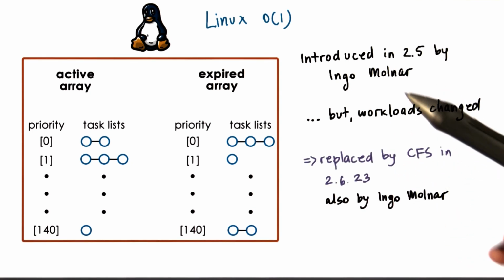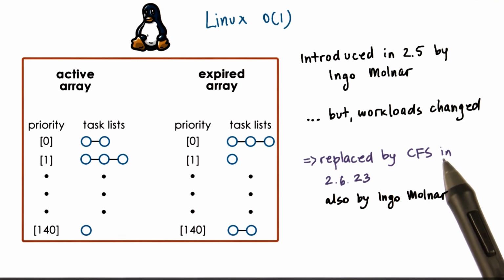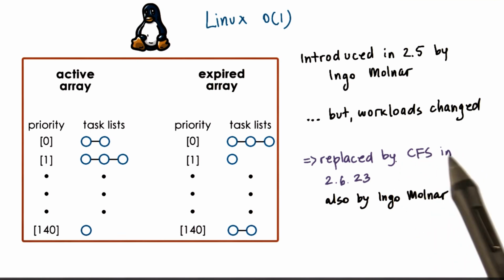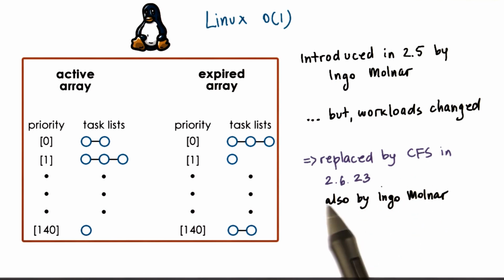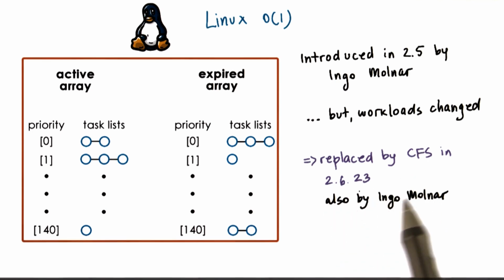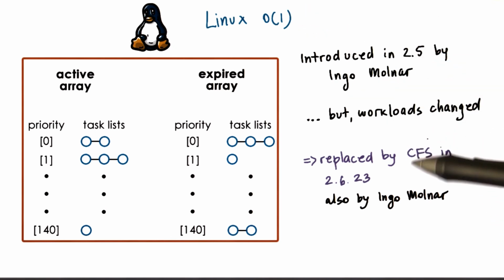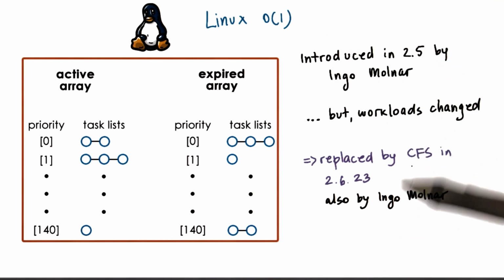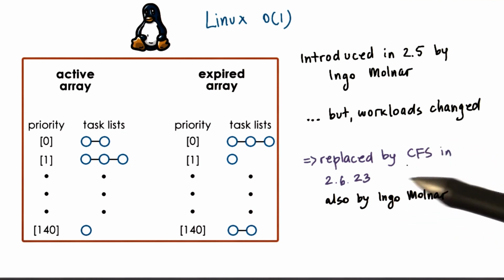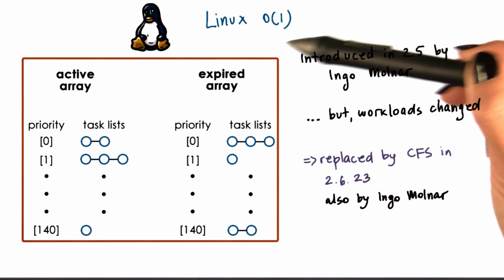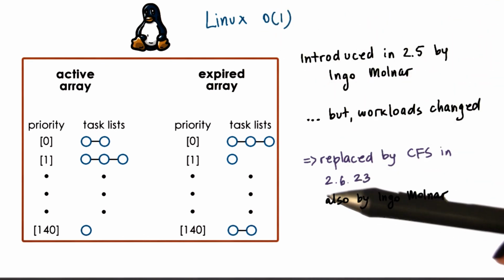For that reason, the O(1) scheduler was replaced with the completely fair scheduler, and the CFS scheduler became the default scheduler starting in the Linux 2.6.23 kernel. Ironically, both of these schedulers were developed by the same person. You should note that both the O(1) and the CFS scheduler are part of the standard Linux distribution. CFS is the default. However, if you wish, you can switch and choose the Linux O(1) scheduler to execute your tasks.